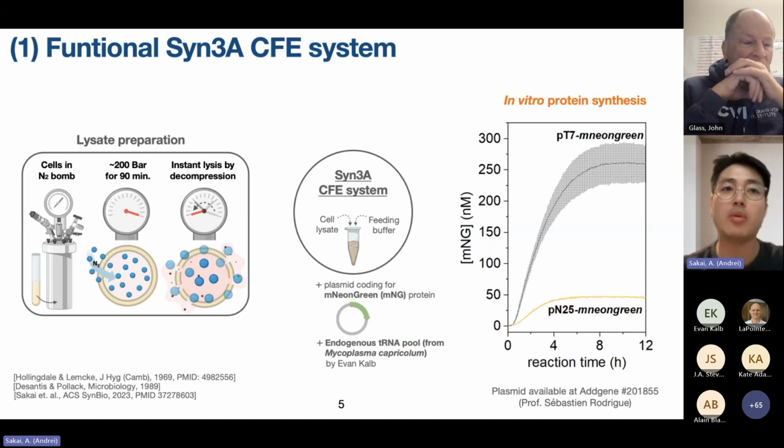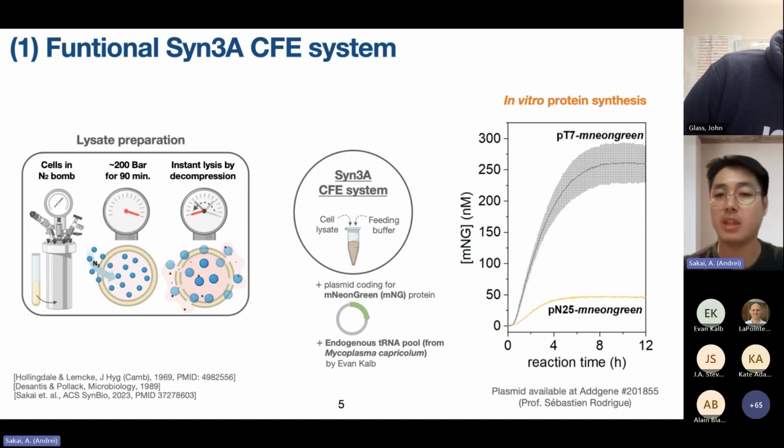So for the first goal, we published a few months ago already a paper in which we describe how we accomplished the cell-free expression system based on syn3A. Initially, we thought it would be very straightforward to just lyse the cells and make the lysates and the reaction would go on. But we faced a lot of problems regarding the ribonuclease activity present in the mycoplasmas in general. And the way that we succeeded was by using a very specific cell disruption method called nitrogen decompression.